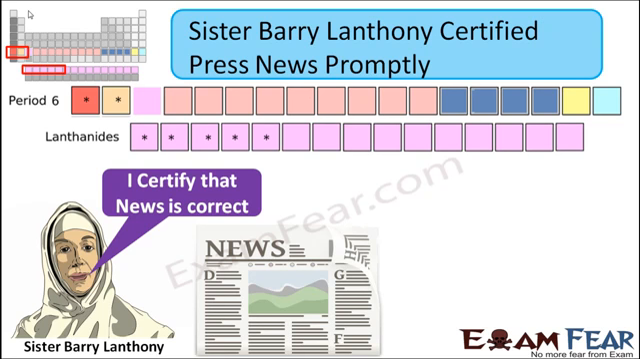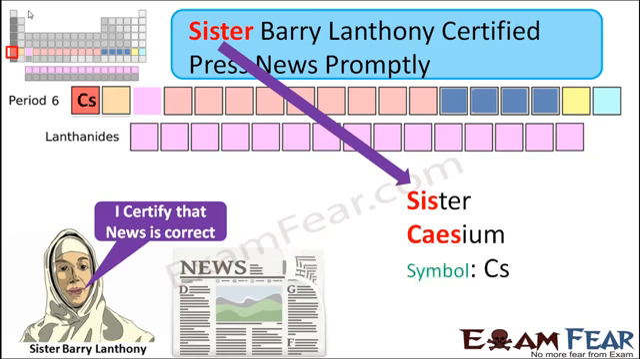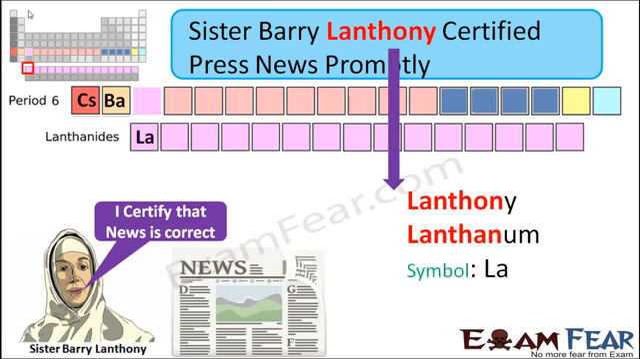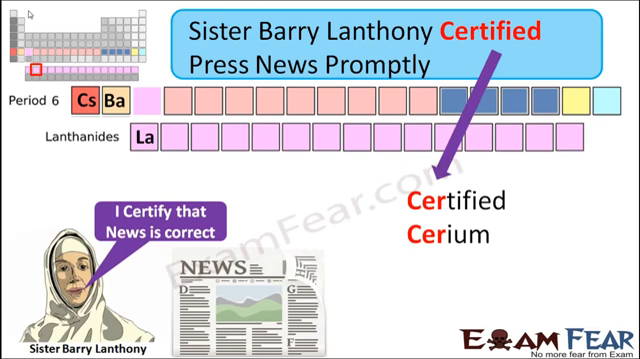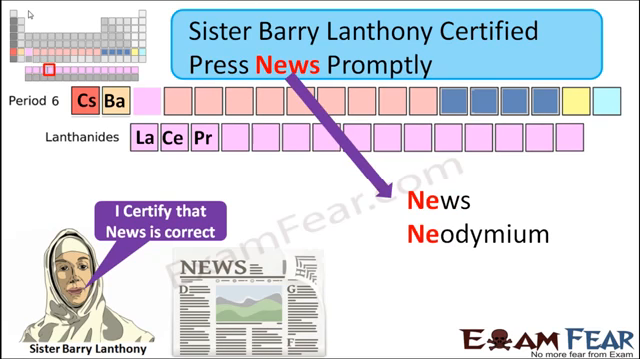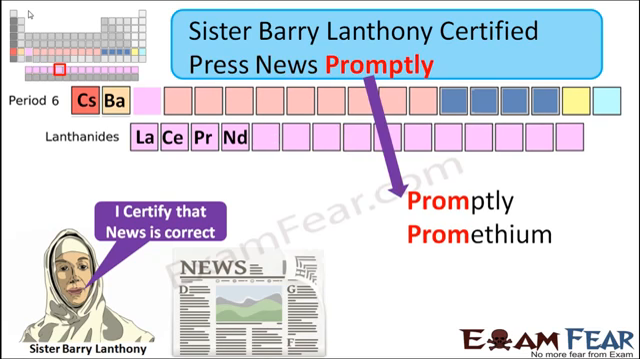Now let's look at the picture that we have here. We have the picture of Sister Barry Lanthony, and she is telling that I certify that the news is correct. So the memory tip for us would be Sister Barry Lanthony certified press news promptly. So here Sister reminds of cesium with symbol CS. Barry reminds of barium with symbol BA. Lanthony reminds of lanthanum. Certified for cerium. Press for praseodymium, news for neodymium, and promptly for promethium.